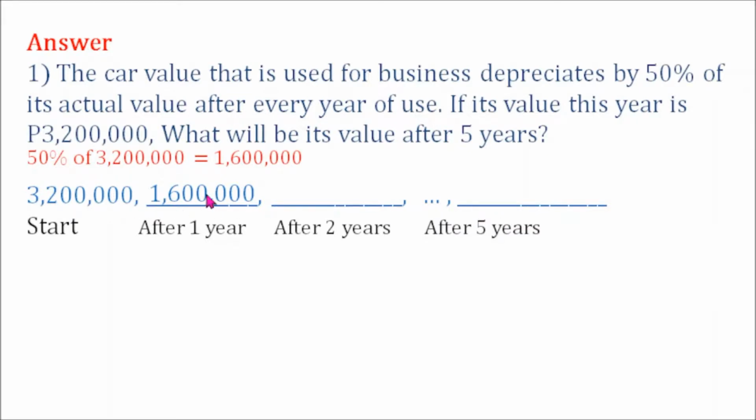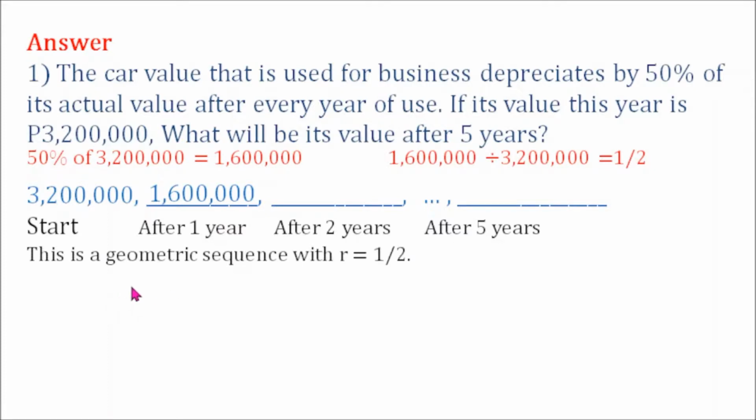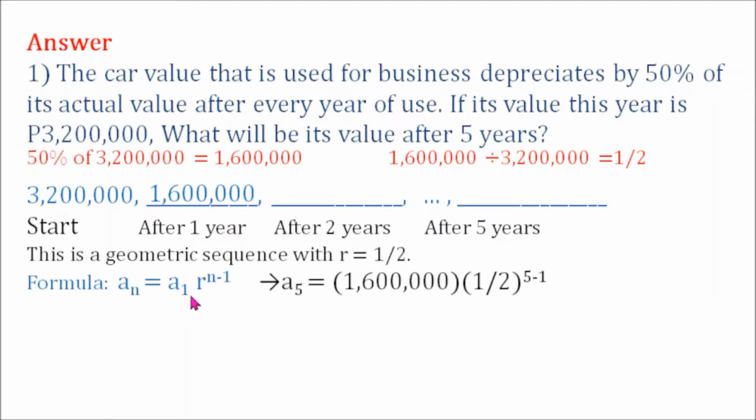So here we form a geometric sequence. Our common ratio is obtained by dividing 1,600,000 by 3,200,000. That's 1/2. And our n here is 5, and our a sub 1 is 1,600,000. This is our formula. A sub n equals a sub 1 times r to the power of n minus 1. Plugging those values into the formula, we get this. And simplifying furthermore, we get this.